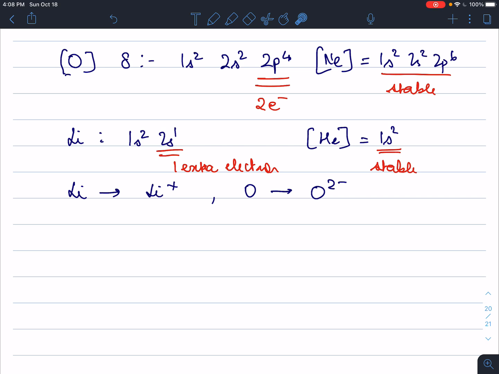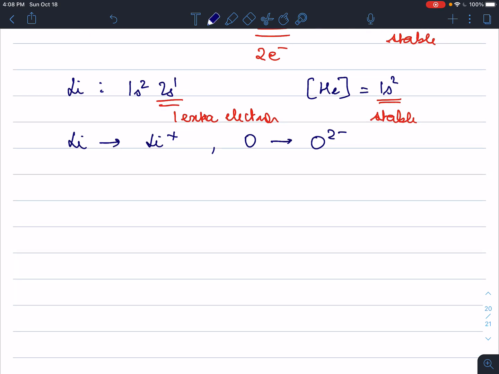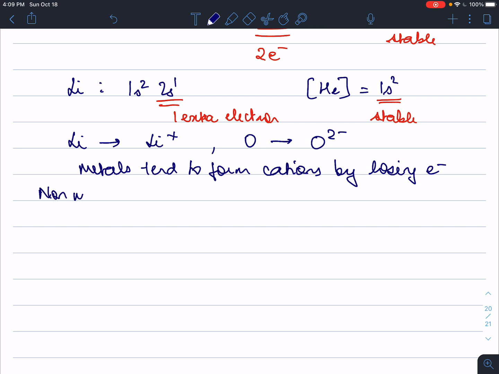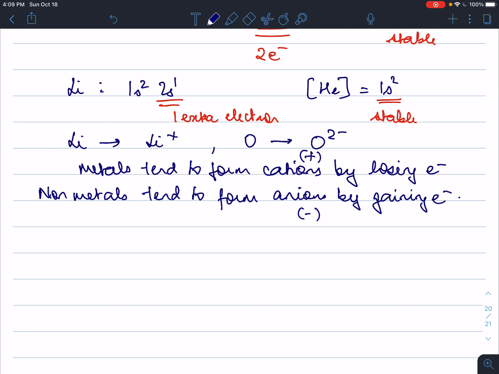of helium. Okay? So metals in general tend to form cations by losing electrons, whereas non-metals tend to form anions by gaining electrons. Okay? So what are cations? Cations are positive, anions are negative. Okay? So metals tend to form cations, non-metals tend to form anions.